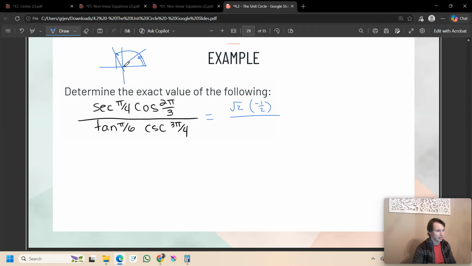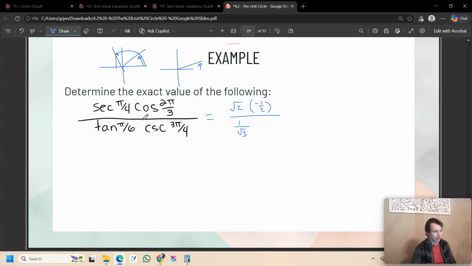Tan pi on 6. Pi on 6 is over here. That's the same thing as 30 degrees. So tangent of that is 1 on root 3. Mr. Jennings, do you need to rationalize your denominator? Nah. Not until final answer time.